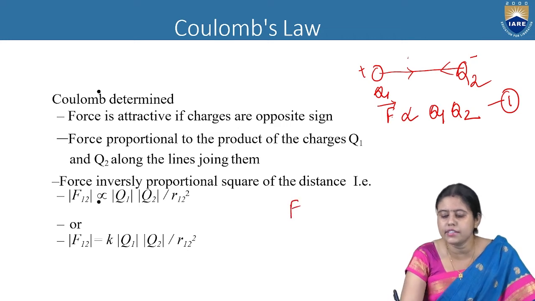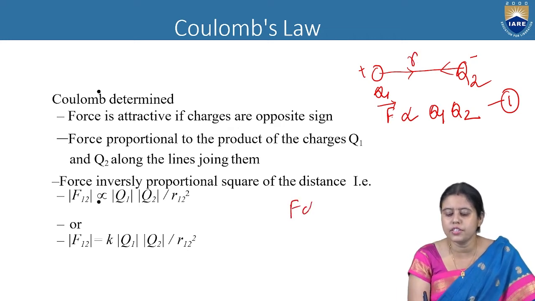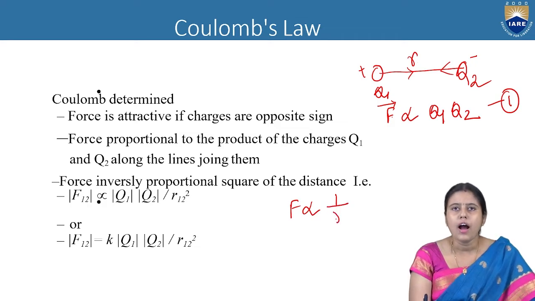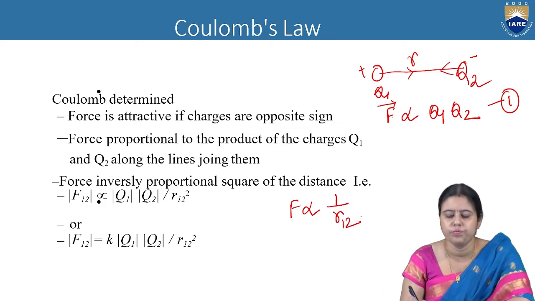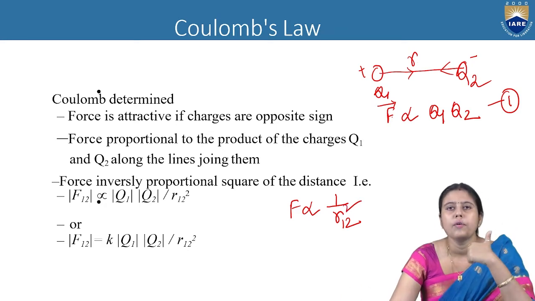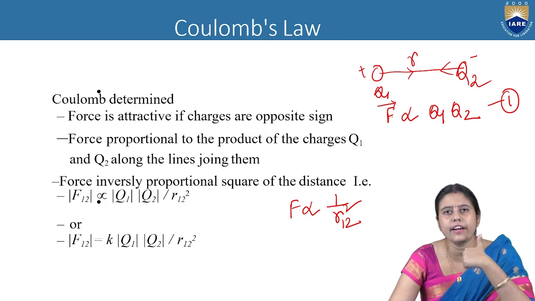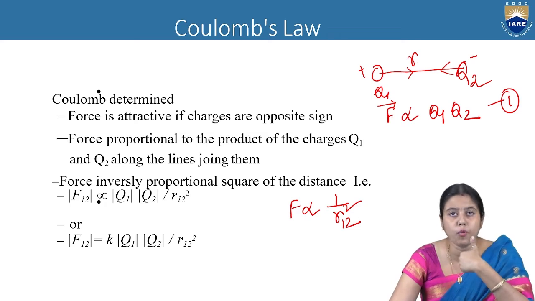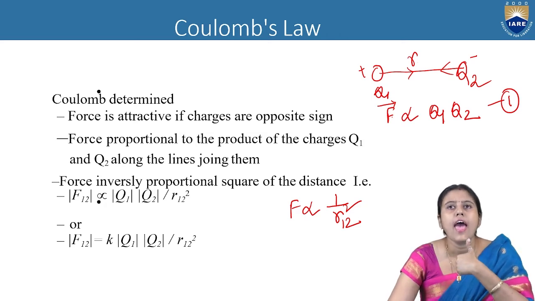If this distance is r, the force is inversely proportional to r12 squared. So there are two main rules. Number 1, force is directly proportional to the product of the charges along the line joining them, and number 2, force is inversely proportional to the square of the distance between the two charges.